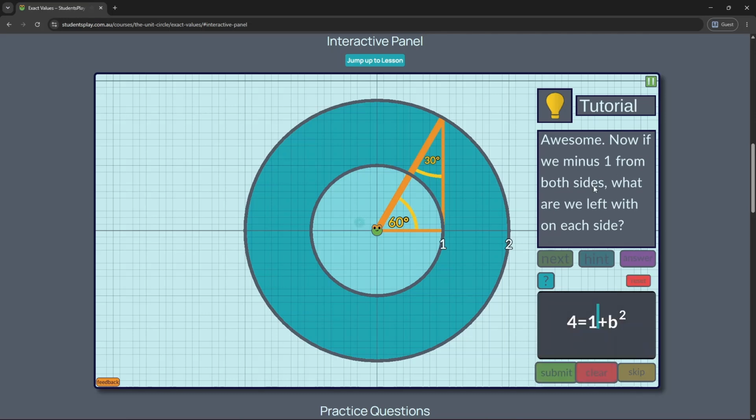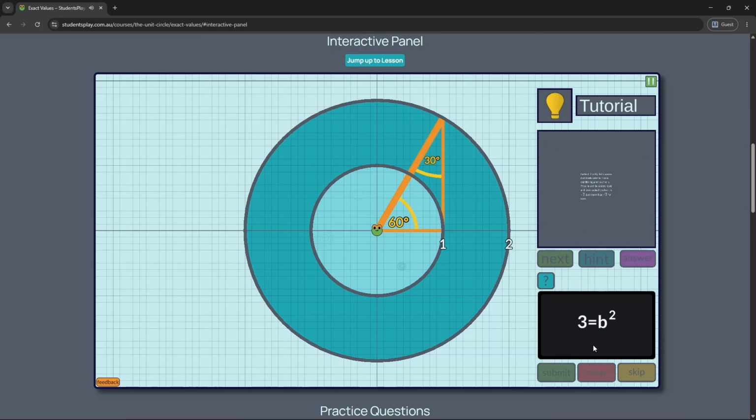Now, if we minus 1 from both sides, what are we left with on each side? Okay, if we minus 1 from the right-hand side, then we'll have 1 minus 1, which is 0, and we'll just get left with the b squared. If we minus 1 from 4, we'll get left with 3. And so we're getting closer to working out what this b is, basically, by subtracting the 1 from both sides to cancel out that 1.